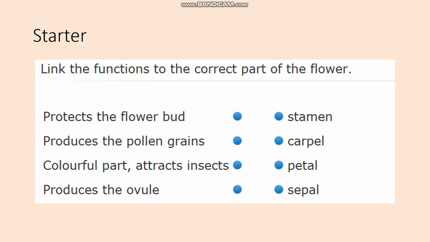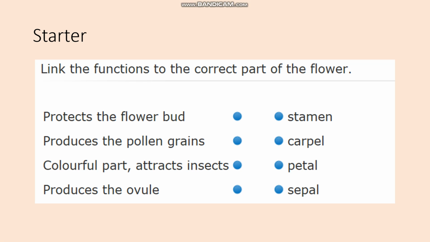Before we do that, however, let's just have a little recap of what we did last lesson. Remember, we learned about the different parts of a flower and what their jobs were. So without writing anything down, just take a look at the statements on the left. They are the functions or jobs of the various parts. On the right hand side, you've got 4 parts. Just give yourself a moment or two and see if you can link up those in your head. You might want to pause the video while you do that. Okay, let's see how we got on then.